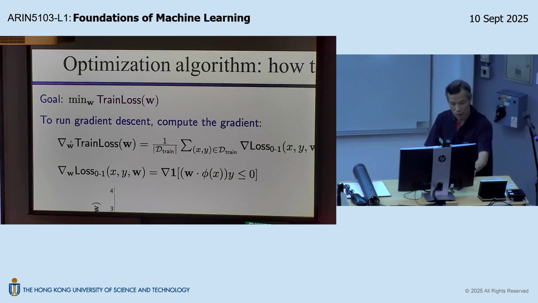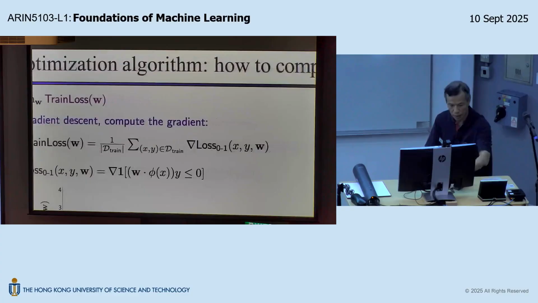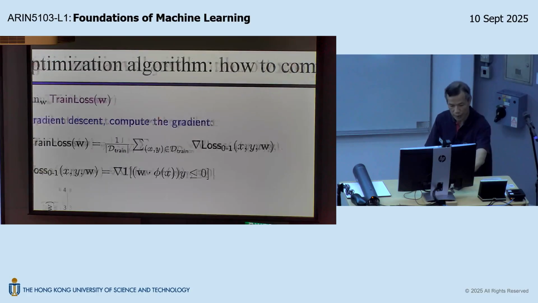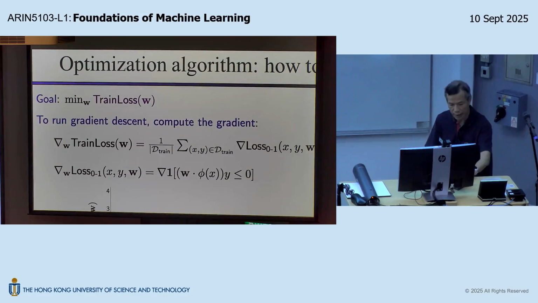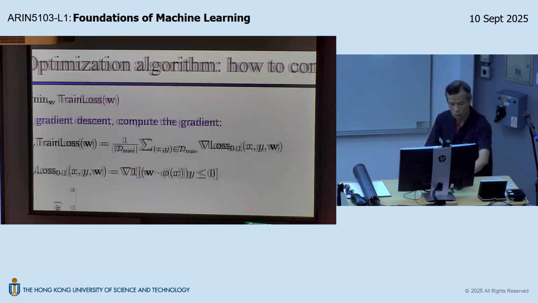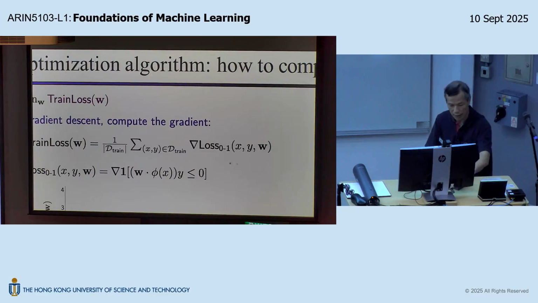This is the derivative of this function, and so now for the classification problem, you just plug in the 0-1 loss, which is this one. Then you have the differential operator. Again, this is a constant, this is a summation, so you can move the differential operator inside, and that gives you this expression.